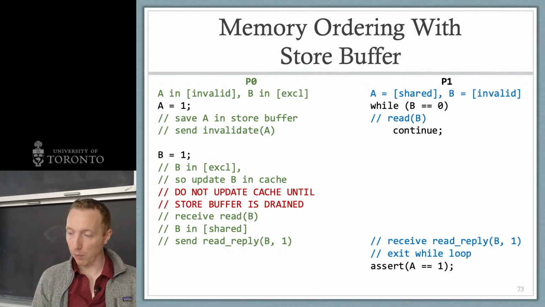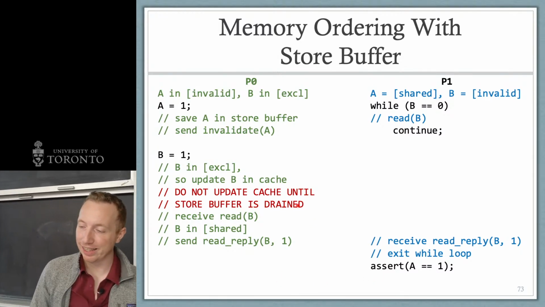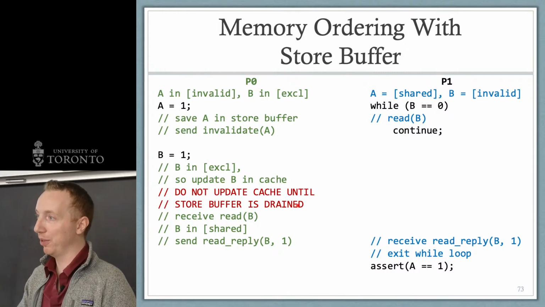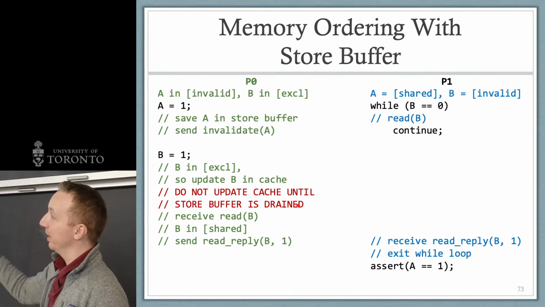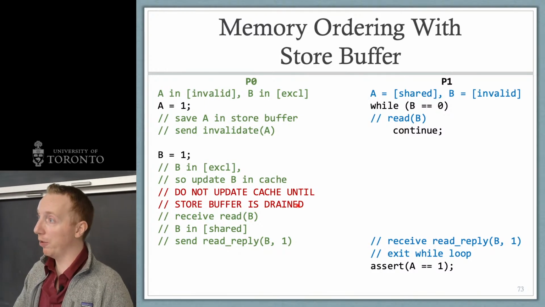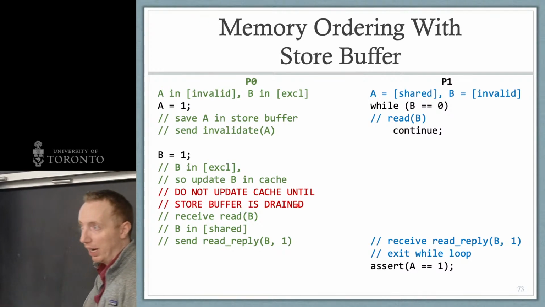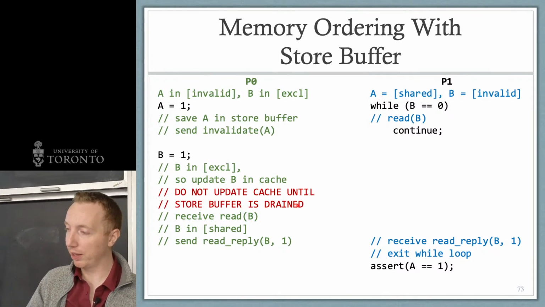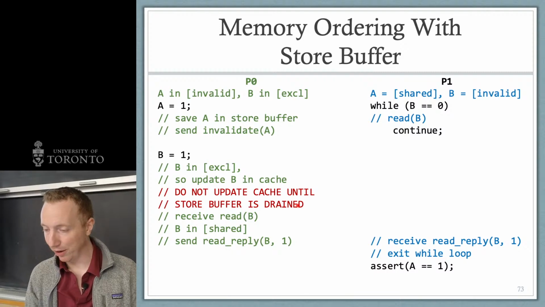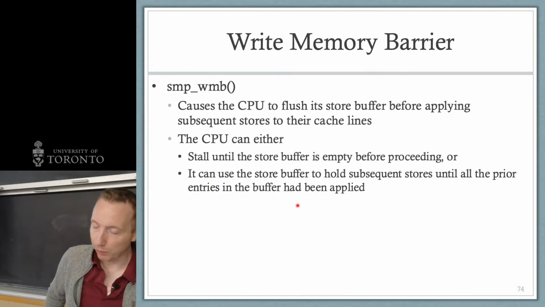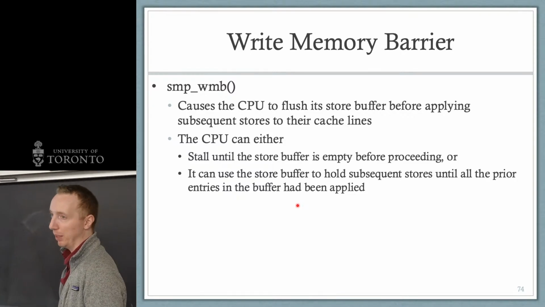So what happened here is, hey, I don't want to update the cache until the store buffer gets written out to the cache. Once it's written out, all of the cache coherence protocol actually goes into effect, and everything is nice and consistent. So in order to stop that from happening, we can do something called a memory write barrier.